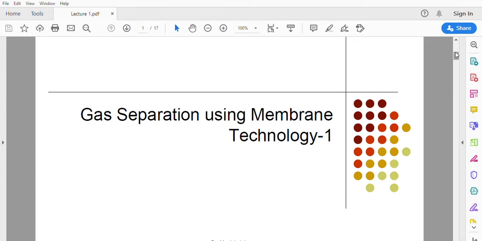Why? Because in reverse osmosis, the size of the salt molecule is much larger than the size of the water molecule. But when you are separating different gases using membrane technology, the sizes of the different gases are nearly similar. And the membrane technology works on the absorption and diffusion phenomena. So it is very difficult to separate gas using membrane technology. However, there are several commercial processes where we use membrane technology for gas separation.